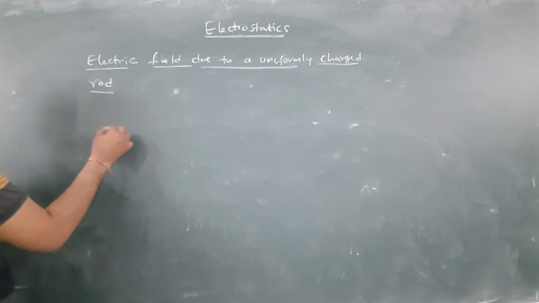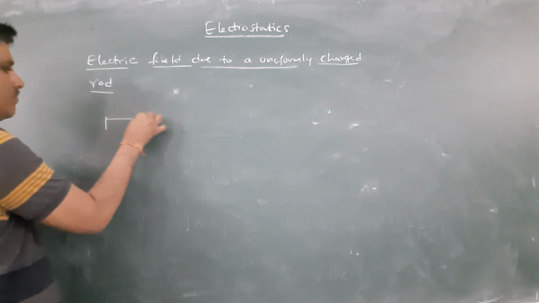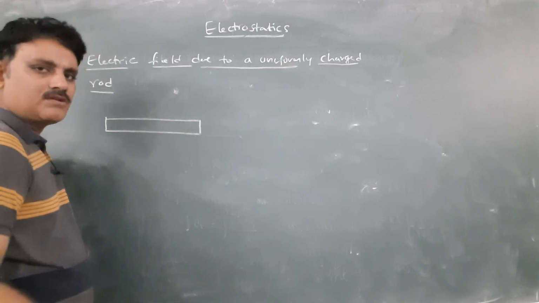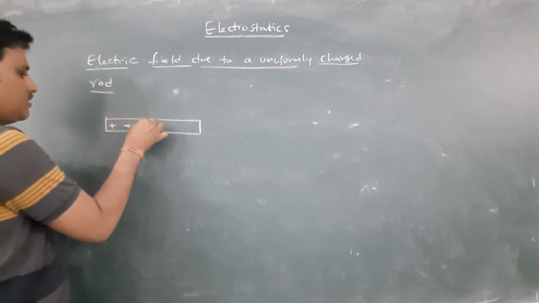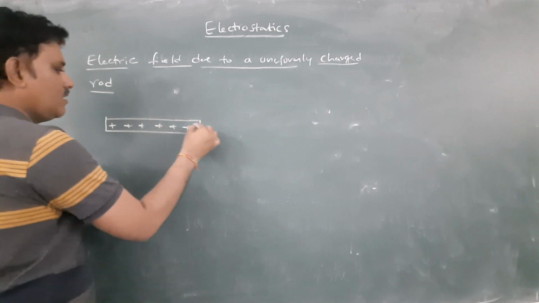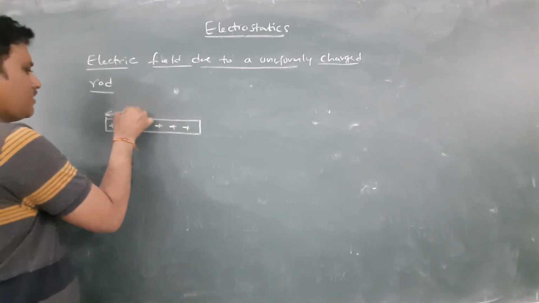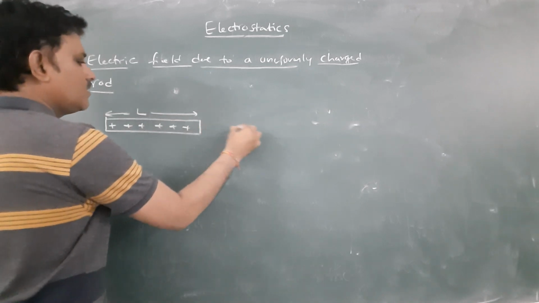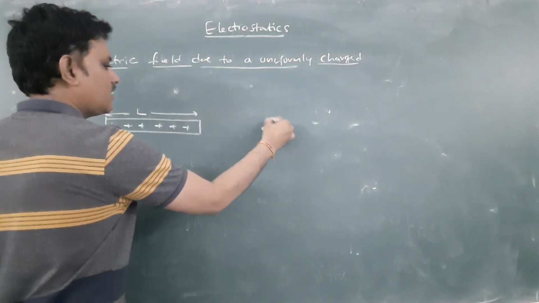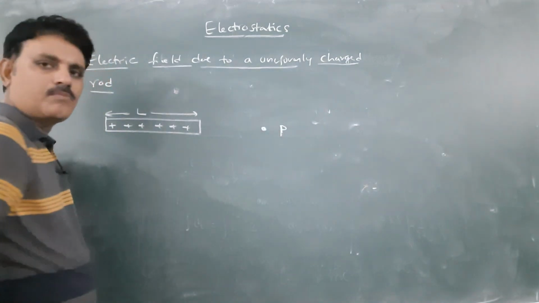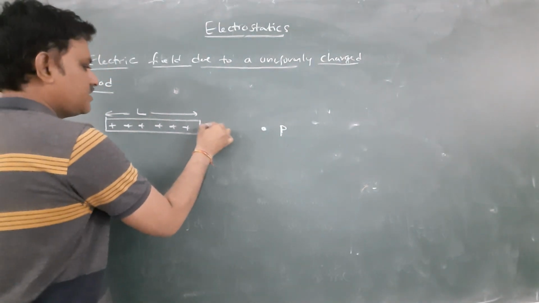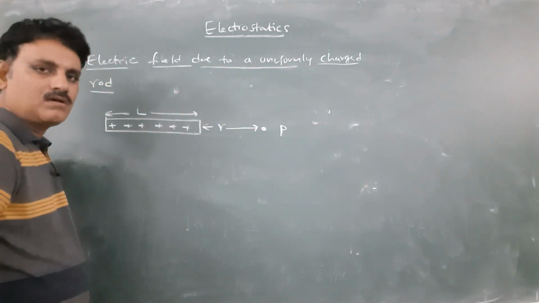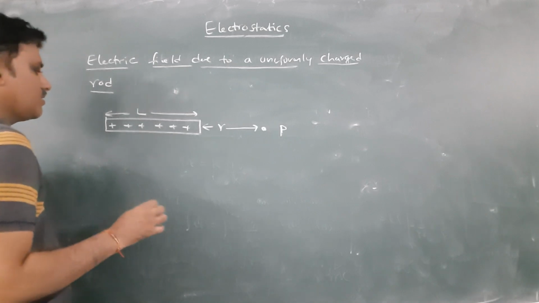So let us suppose a charged rod having positive charge and having length capital L. L is the length of the rod. Our aim is to calculate the electric field at a point P, which is at a distance small r from the edge of the charged rod.